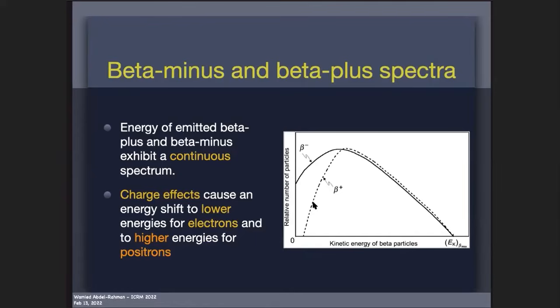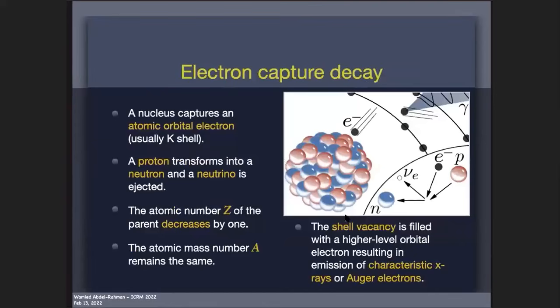As a beta minus particle is emitted, the nucleus, with its massive positive charge, is going to actually take some of its energy, and that's why we get more lower energy beta particles. Whereas for beta plus, it's the opposite. A positron, with positive charge, will be repelled by the nucleus and actually gain more energy than what it acquired from the decay. Electron capture is another radioactive decay where the nucleus captures an atomic electron.